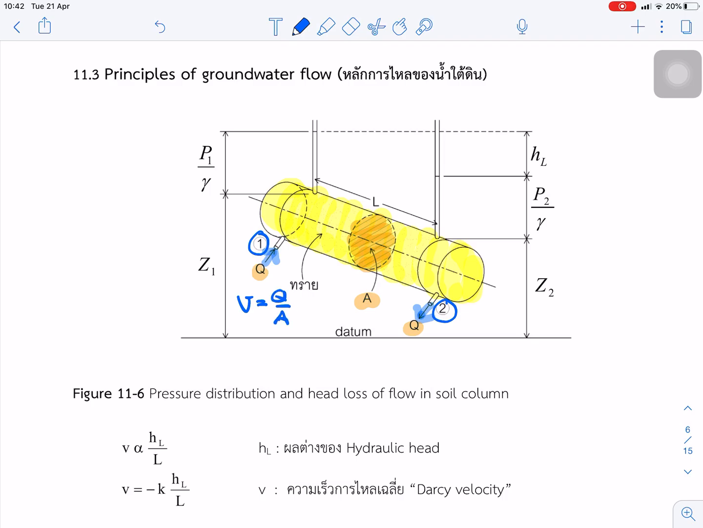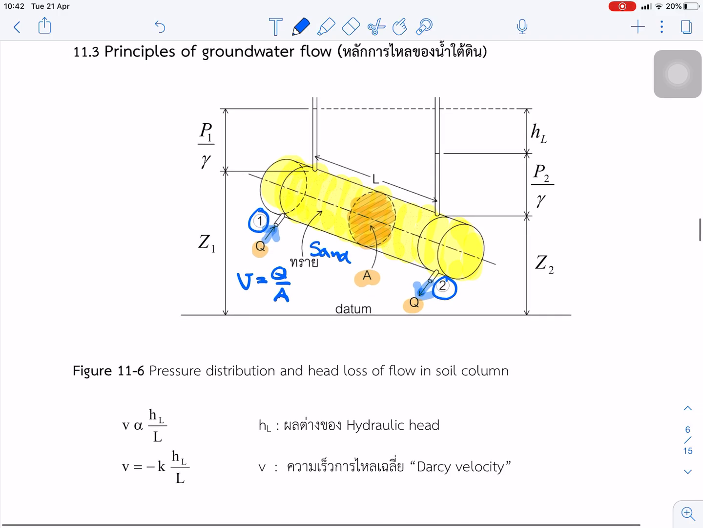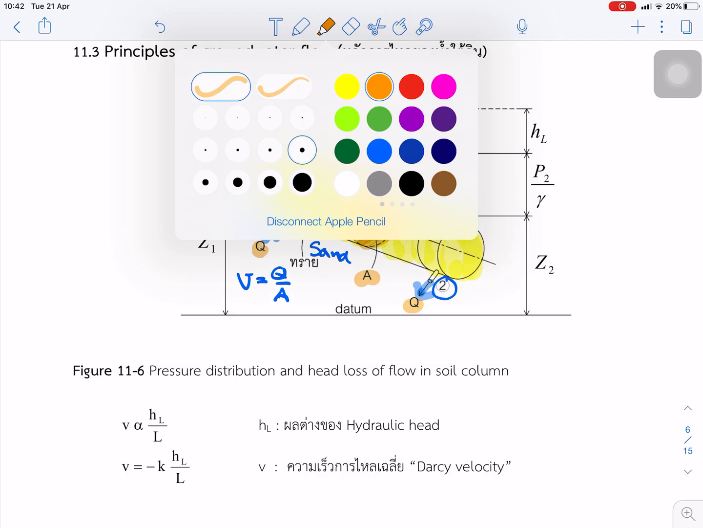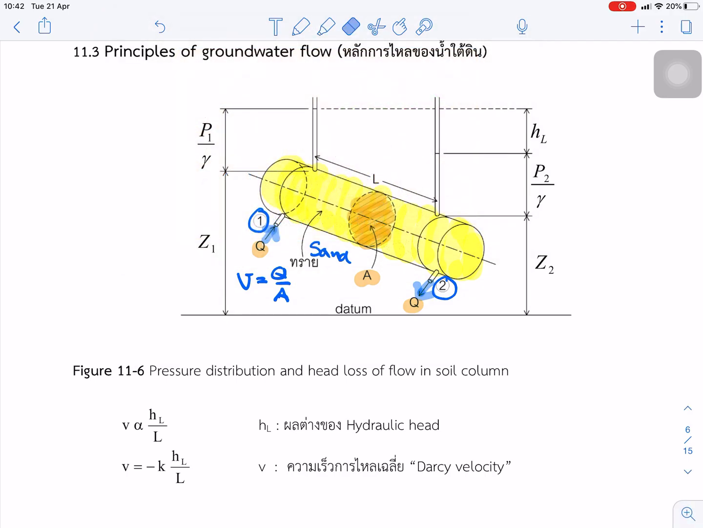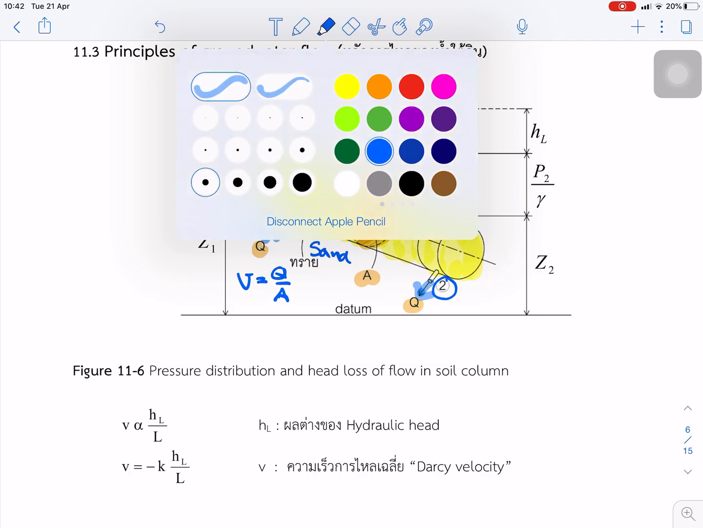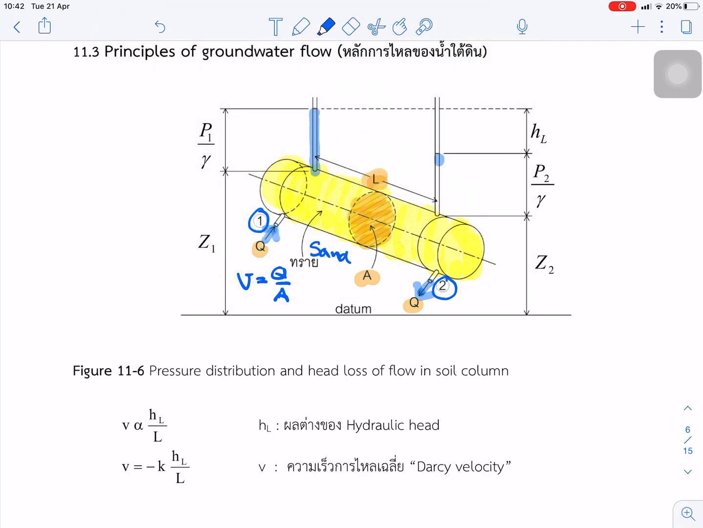Q divided by A means the average velocity of flow passing through the sand. The length between point 1 and point 2 is L. We measure the pressure head between 2 points using the piezometer, and we can estimate the head loss from the difference of the pressure head between 2 points.